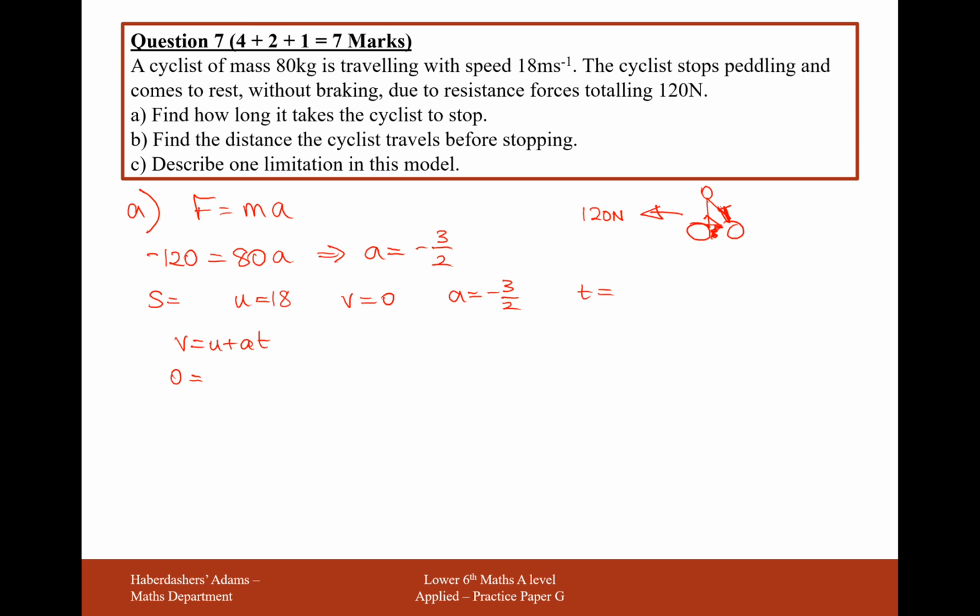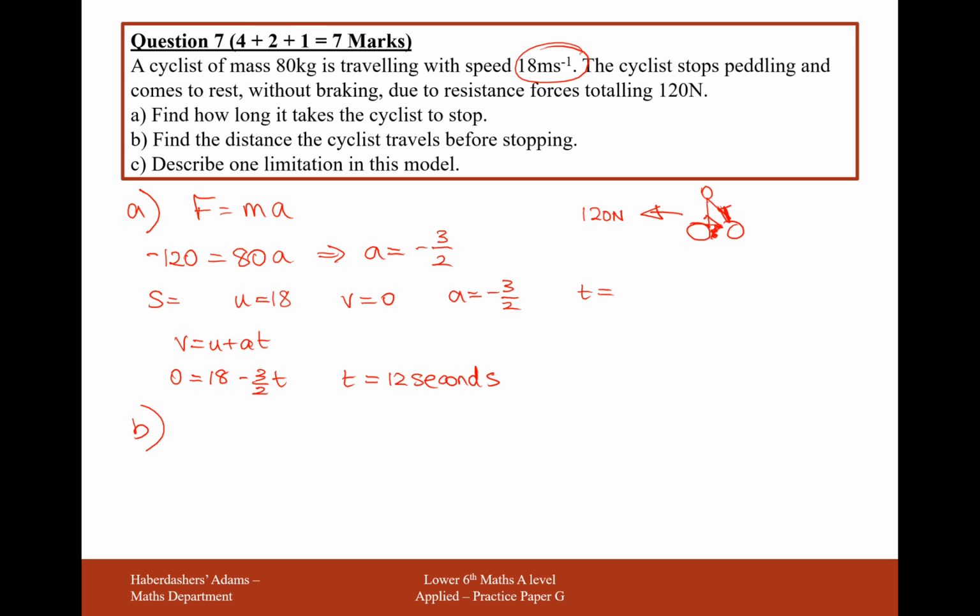So 0 equals 18 minus 3 over 2t, minus because it's a deceleration, a is a negative value. So t here, rearrange the formula, and you're going to get t is 12 seconds. How do we know it's in seconds? Because that's the units on the speed, and this is generally done with meters per second.